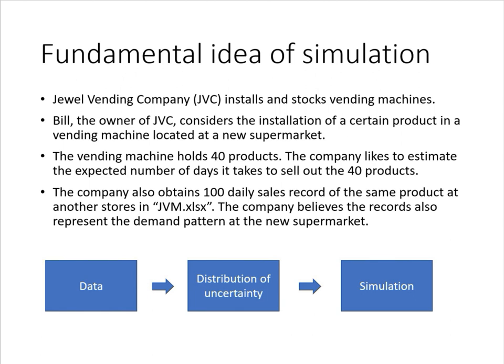In other words, there are two steps to answer the company's question. Step 1, using the data to generate the distribution of uncertainty. The uncertainty in this case is the demand, for example. Step 2, you generate the simulation to answer the question. We are going to apply the same two-step process to many problems.